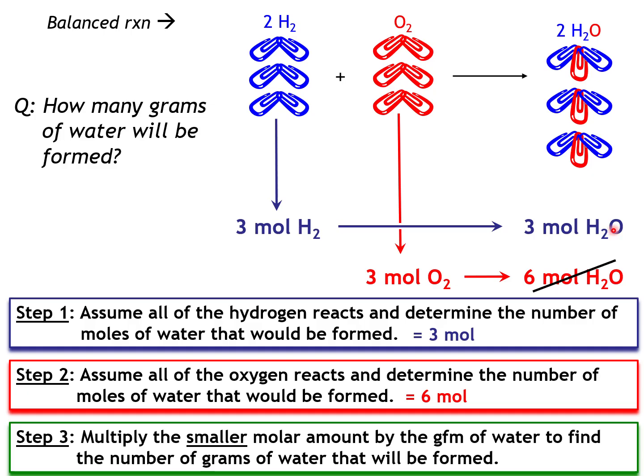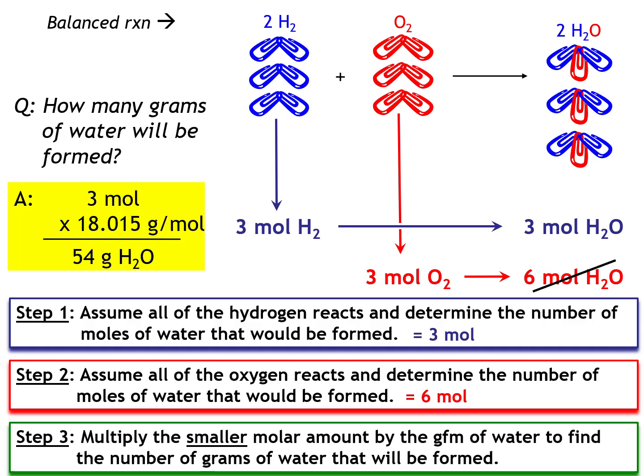You can determine the limiting reagent by tracing those arrows backwards, and you see that hydrogen is the one that didn't get crossed out, so hydrogen was the limiting reagent. If you want to find the number of grams of water that will be formed, we're going to take our smaller number of moles of water and multiply by the molar mass. And we get that 54 grams of water will actually be formed. And you'll have some oxygen gas left over.